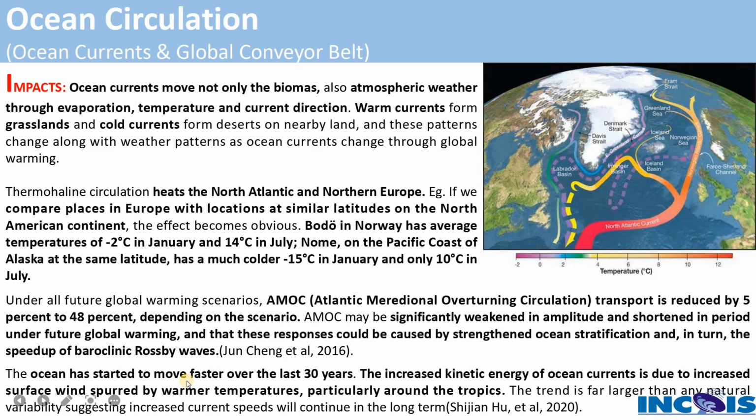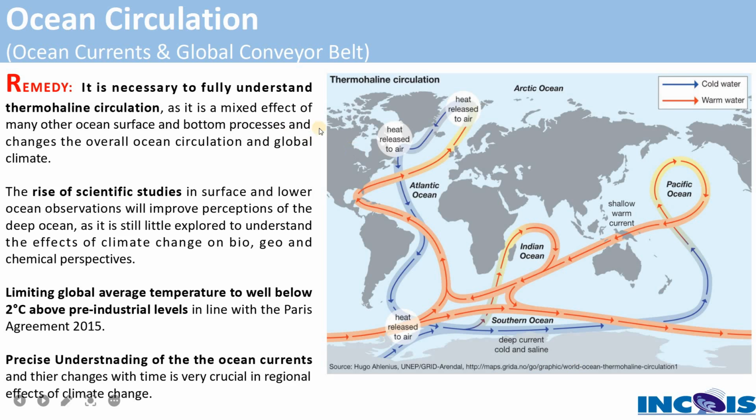And of course the ocean has started to move faster over the last 30 years. Some of the studies are saying that the increased kinetic energy of the ocean currents is due to increased surface wind spurred by the ocean temperatures, particularly around the tropics. Okay, and if you see what kind of remedies we have to take, it is necessary to fully and completely understand the thermohaline circulations, right? Because it's a mixed effect of many other ocean surface and bottom processes, and it can also change the overall ocean circulation and global climate as well.